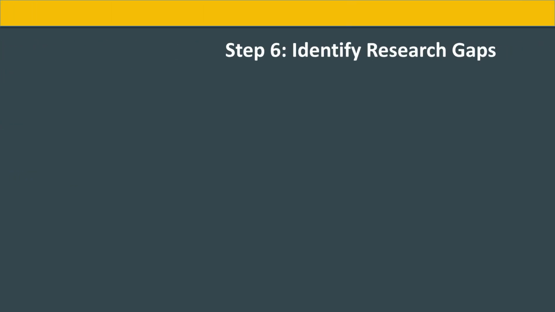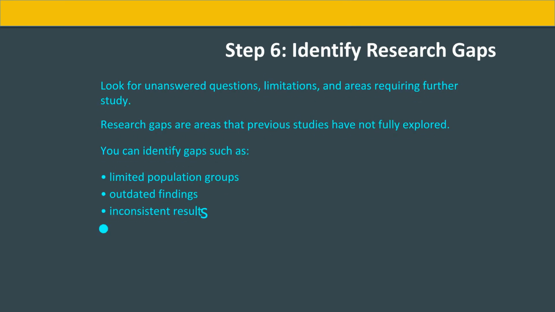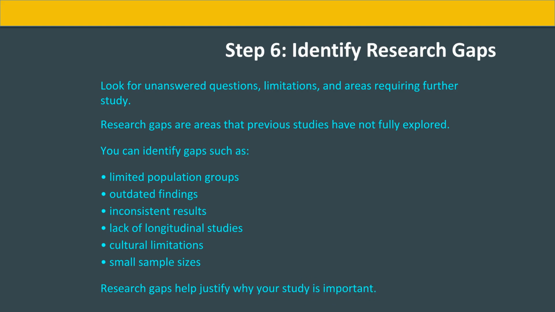Step 6. Identify research gaps. Look for unanswered questions, limitations, and areas requiring further study. Gaps could include limited population groups or outdated findings. Identifying these helps justify the importance of your own research.